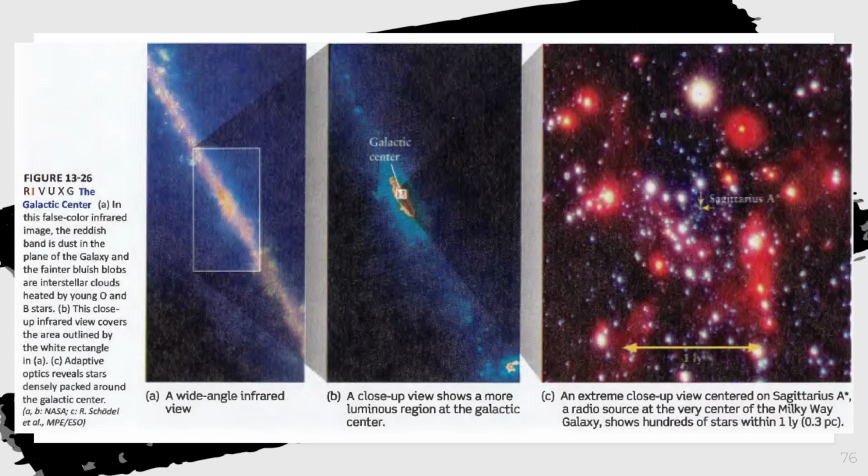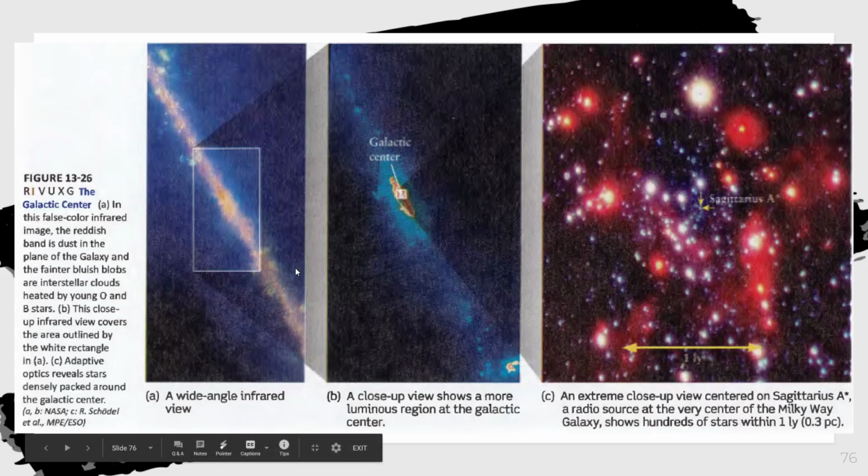Here's a couple pictures. We see A is a wide-angled infrared view. We zoom in to get this picture, and we see the galactic center. And we zoom in even farther, and we see what we think is the center somewhere over there. We call it Sagittarius A star. That's what, hey, you read that, Sagittarius A star.